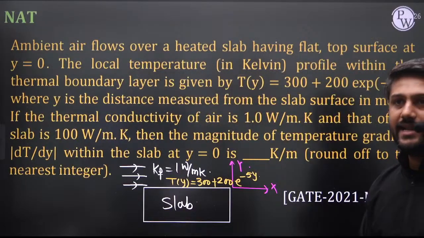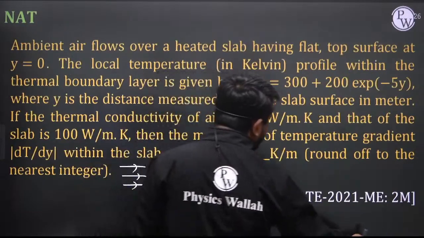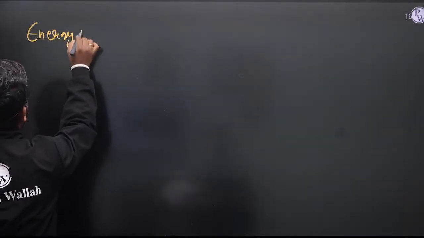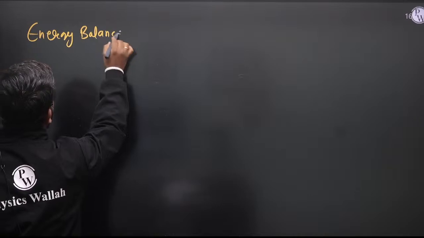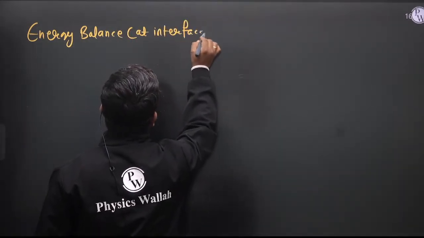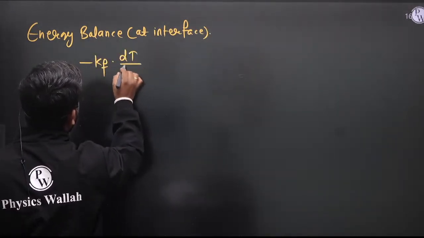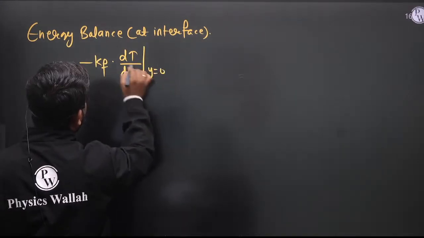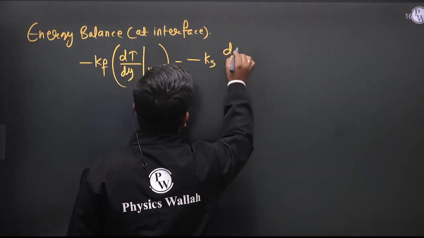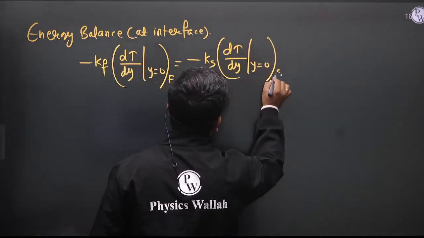So if you apply the energy balance here, 10, yes, absolutely correct, 10. If you apply the energy balance at the interface, we can say this is minus kf into dT by dy at y is equal to 0 on the fluid side, is equal to minus ks dT by dy at y is equal to 0 on the slab side.